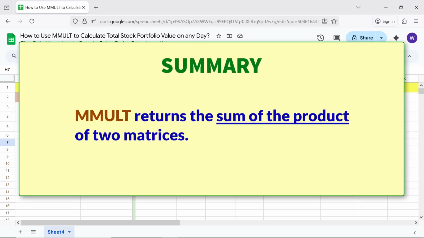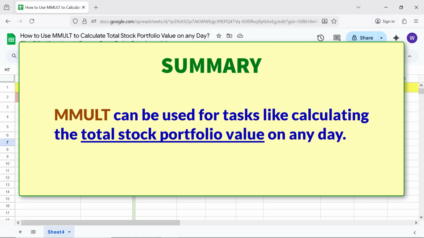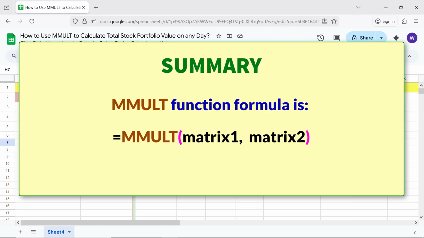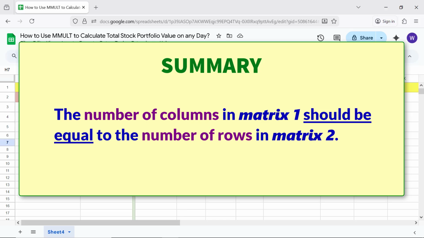Summary: MMULT returns the sum of the product of two matrices. MMULT can be used for tasks like calculating the total stock portfolio value on any day. MMULT function formula is: the number of columns in matrix 1 should be equal to the number of rows in matrix 2.